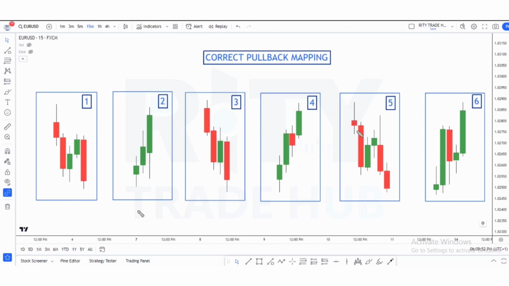So in the second box, the second diagram right here, as we can see, this is a bullish scenario. This is an upward trend. Remember, in an upward trend, for this pullback to be valid, it must take out the low of the previous candle. It should take out the low of the previous candle to be a valid pullback.